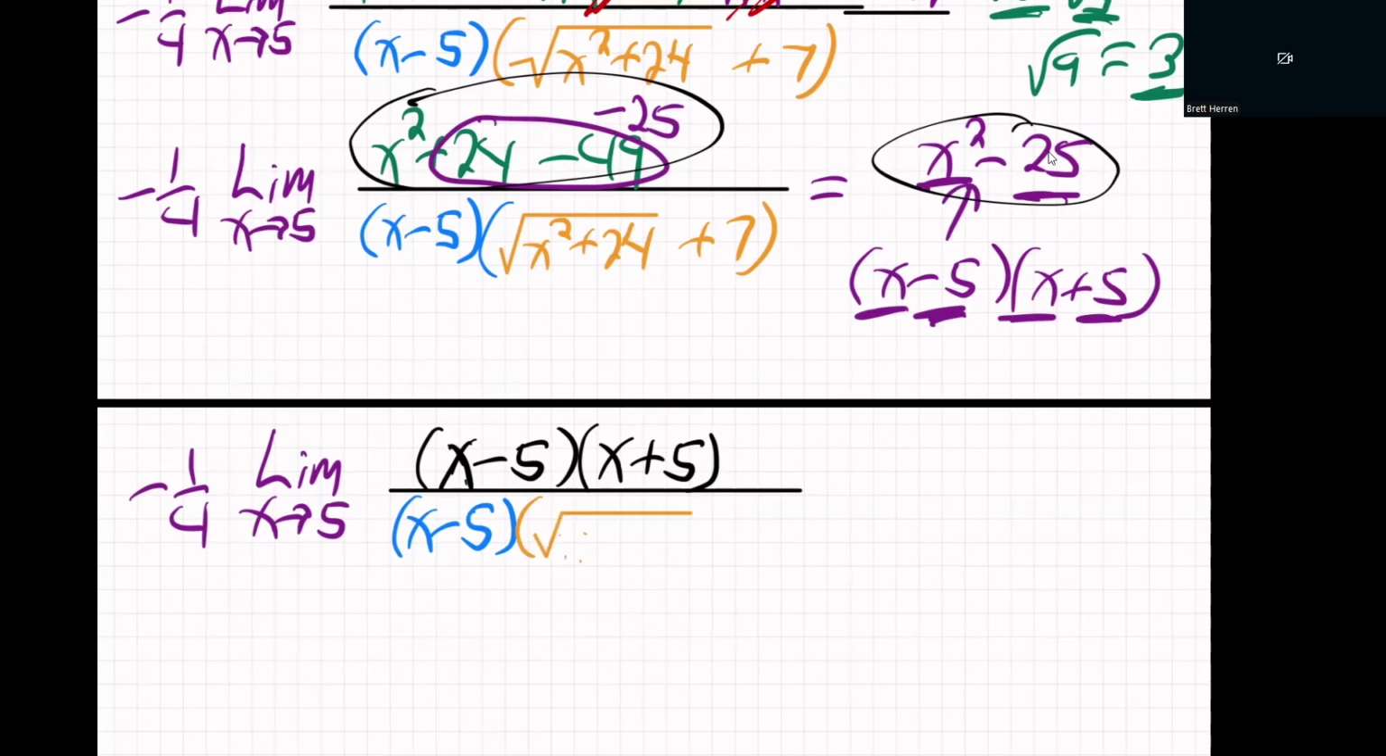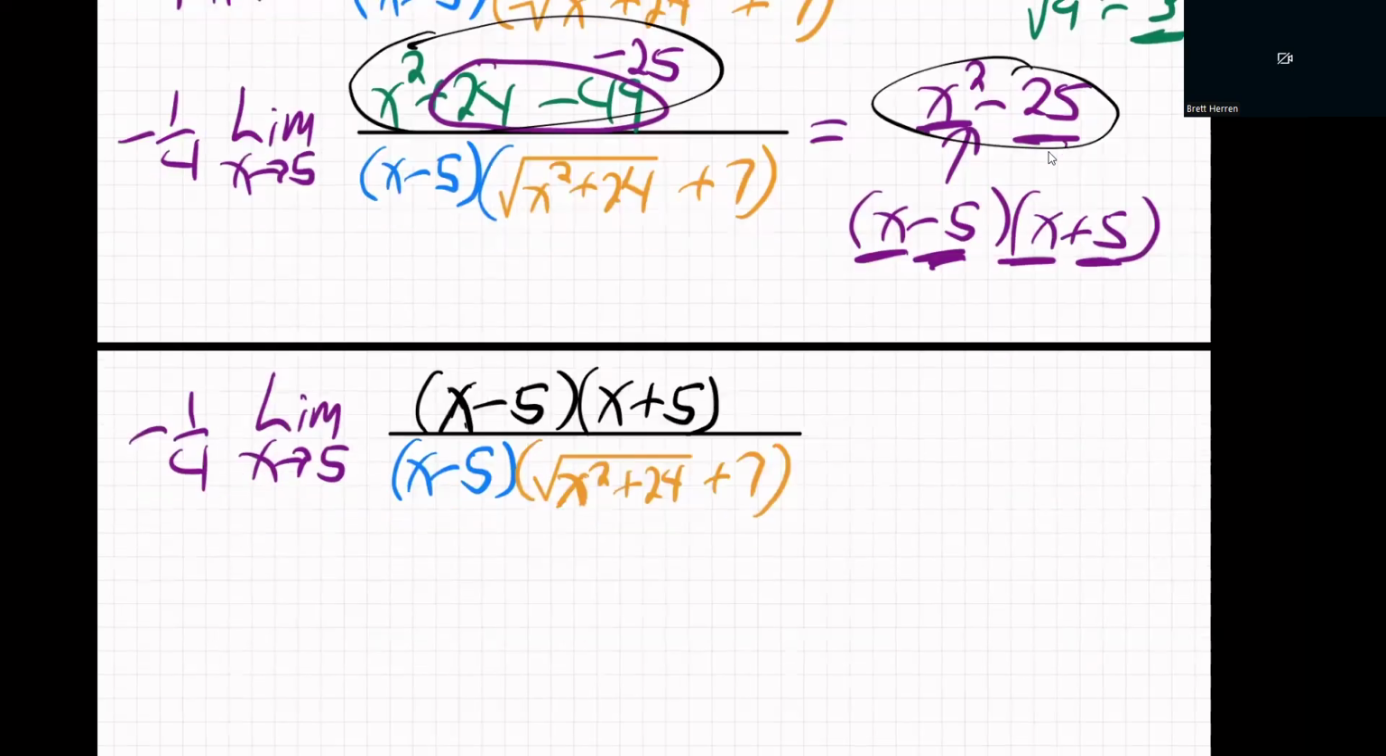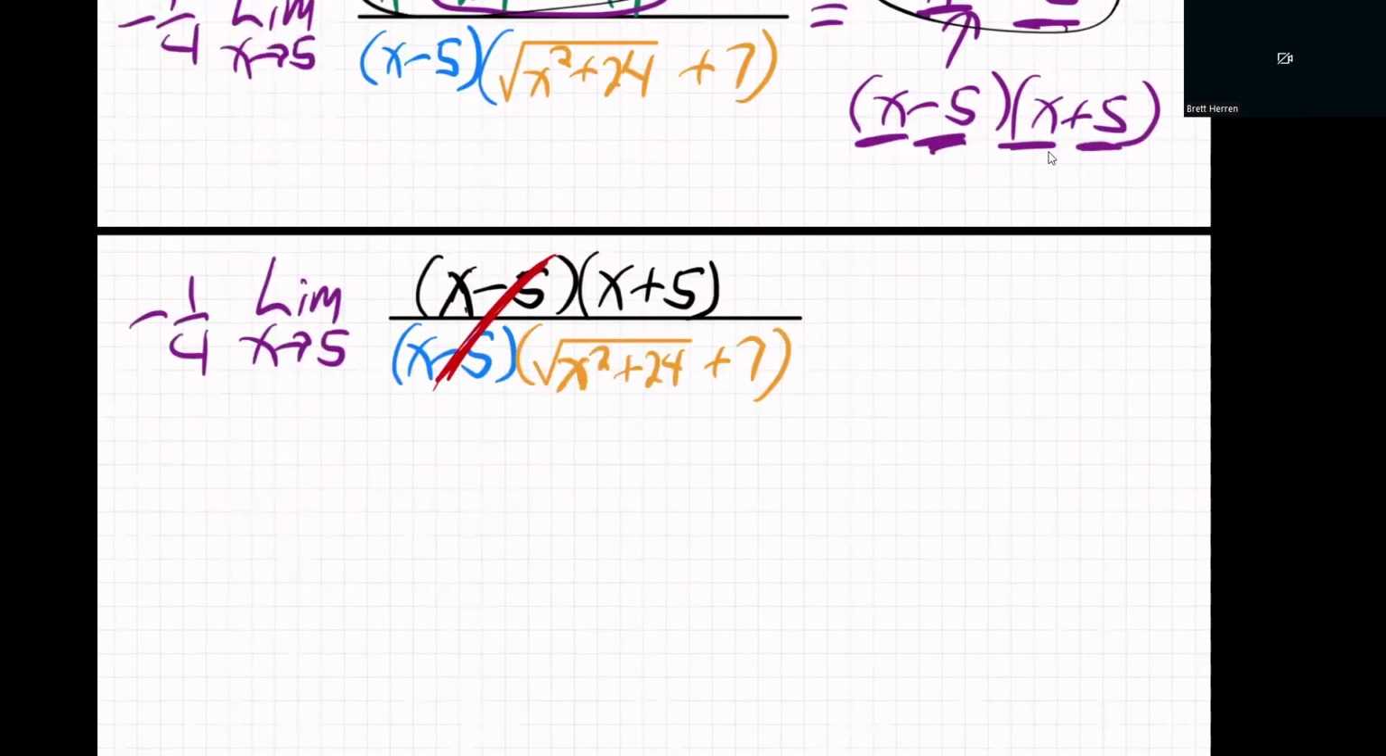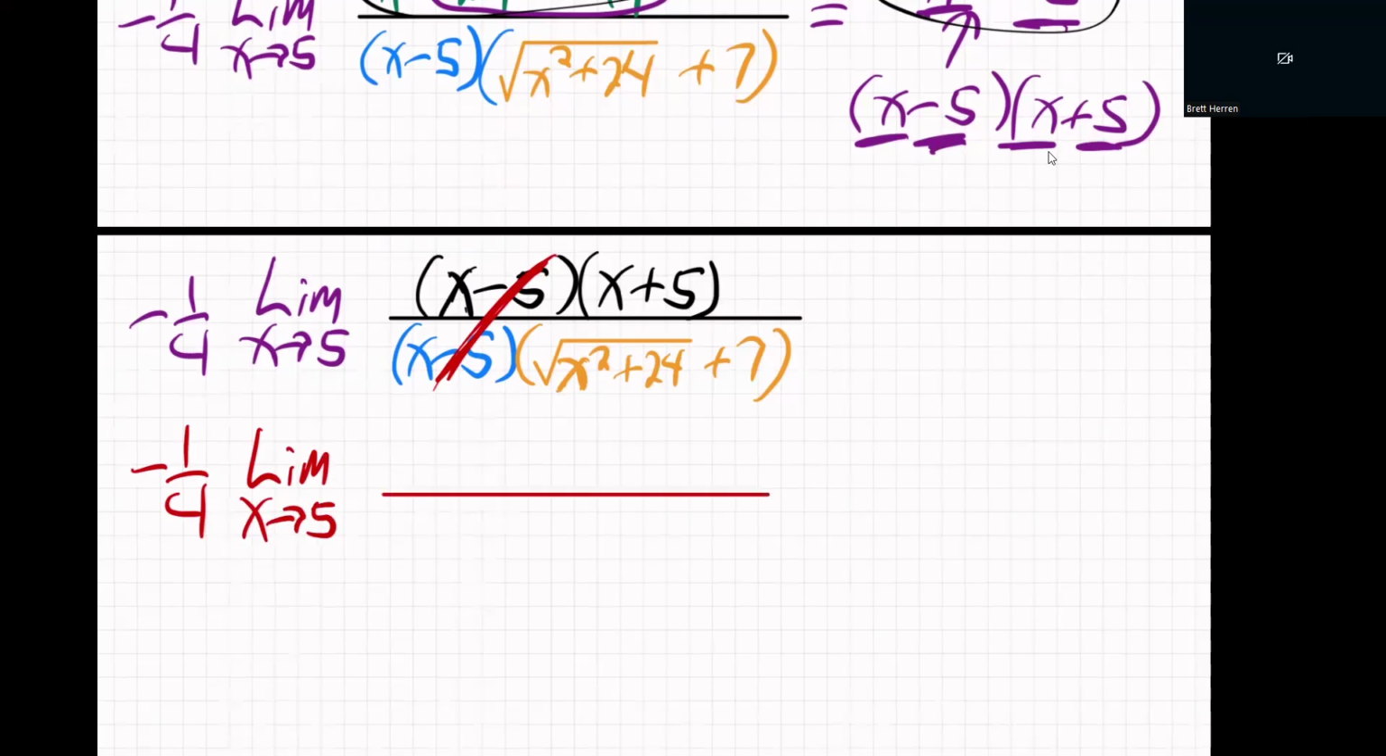Boy, let me see here. My pen's dying. There we go. X squared plus 24 plus 7. Okay, now these guys cancel. That's beautiful. So limit x goes to 5 of x plus 5 on the bottom. Right, plus 24 plus 7. All right, last step. X goes to 5.